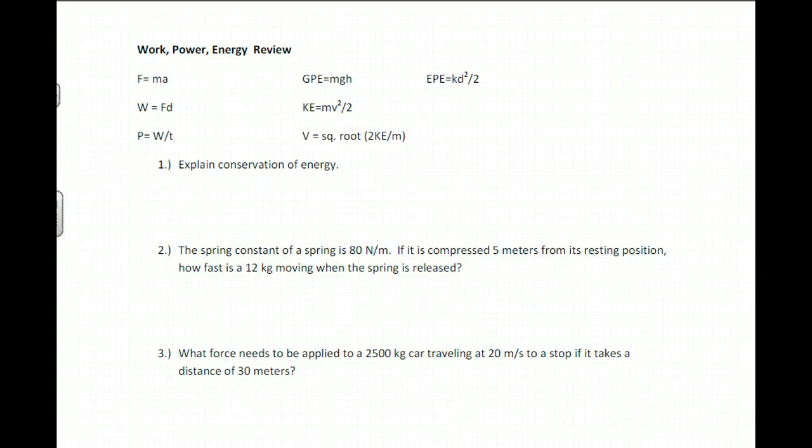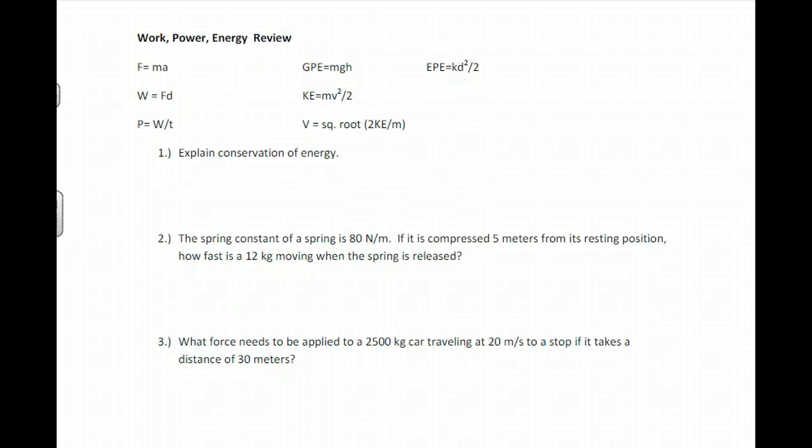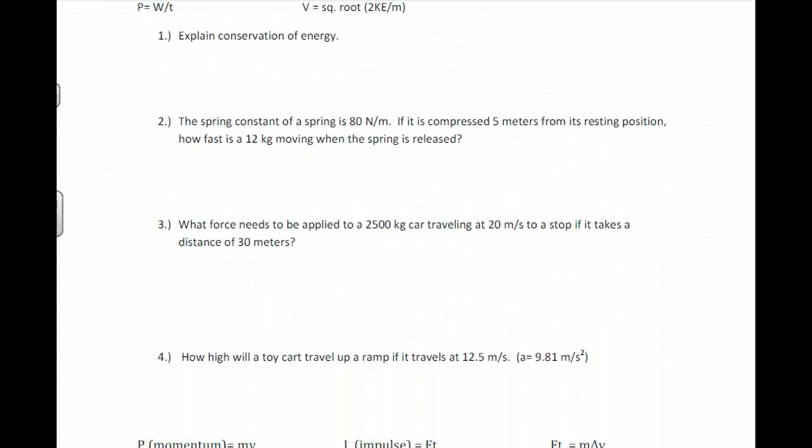You should have all gotten question 2 done in class, but if for some reason you did not, we will work that together. It asks, the spring constant of a spring is 80 Newton meters, so that's K. If it is compressed 5 meters, that is my distance x, from its resting position, how fast is a 12 kilogram, that's a mass, object moving when the spring is released? So we're going to have to go ahead and use a spring constant.